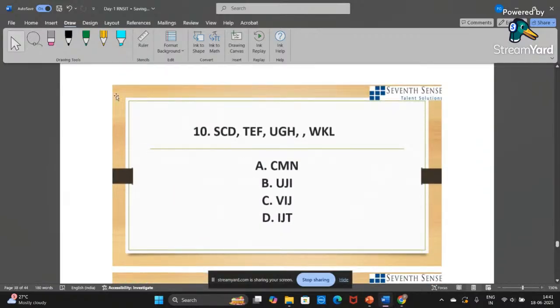Next, you have to fill the blank here. You have to fill the blank. You have to tell the missing letter.